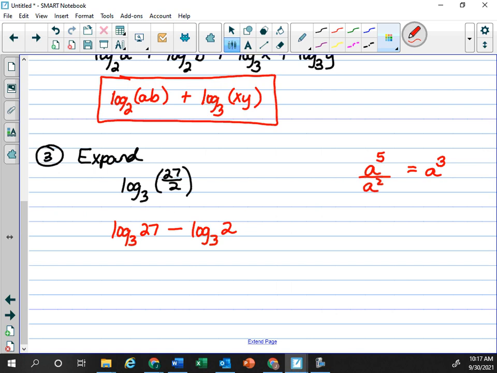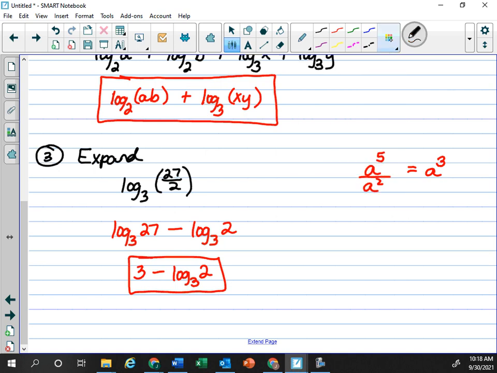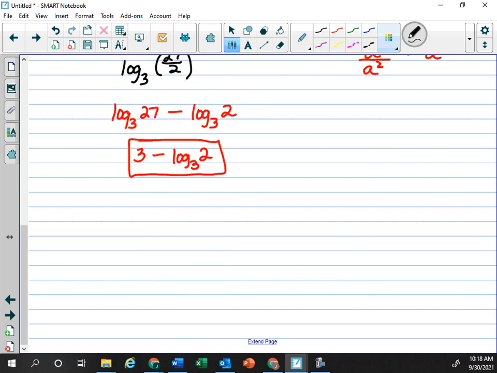Are you guys seeing how they connect? Making sense? Okay. And then what is log base 3 of 27? 3. Good, there's your answer. 3 minus log base 3 of 2. We'll do a few more expanding here. All right, let's do natural log of 4 over 3e.